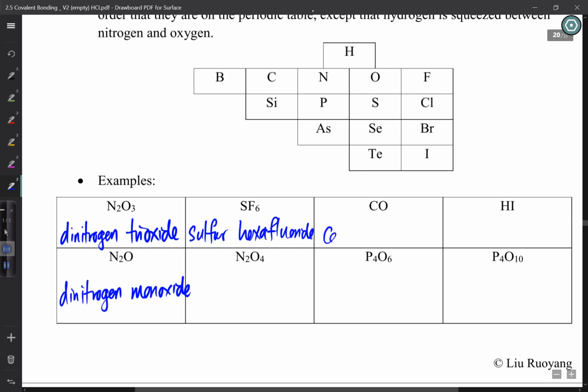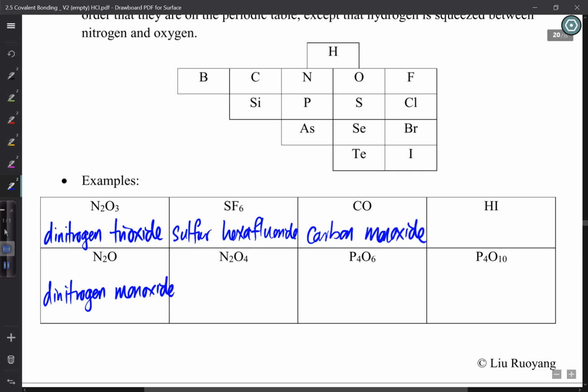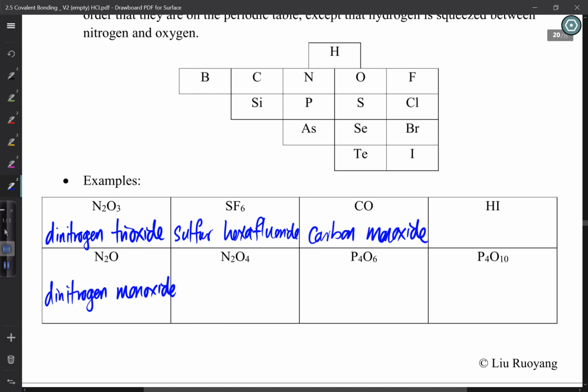CO, very easy, carbon monoxide. Why do you have to write mono? Because there is carbon dioxide. If you only write carbon oxide, then which one are you referring to? Which one, carbon monoxide or carbon dioxide? How about this?